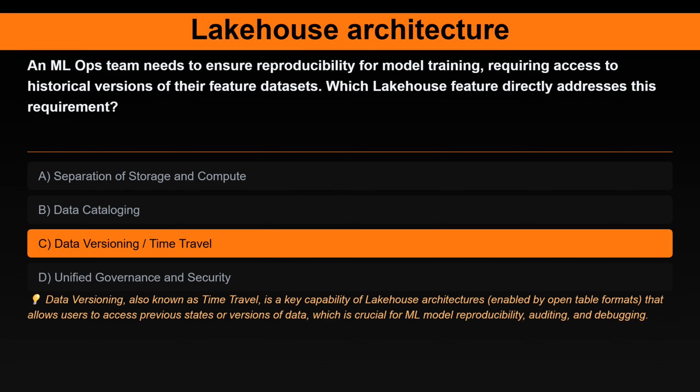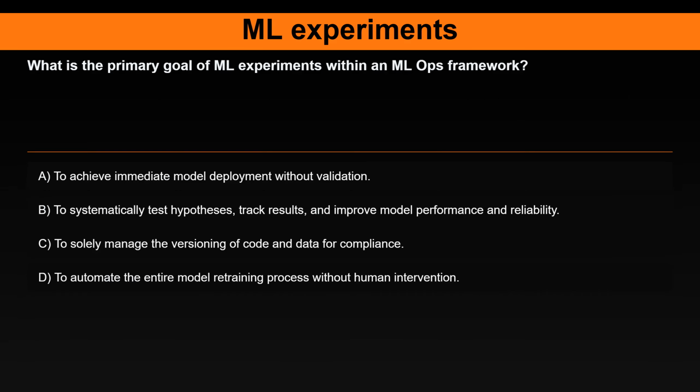The correct answer is data versioning/time travel. Here's the explanation. Data versioning, also known as time travel, is a key capability of Lakehouse architectures, enabled by open table formats, that allows users to access previous states or versions of data, which is crucial for ML model reproducibility, auditing, and debugging.